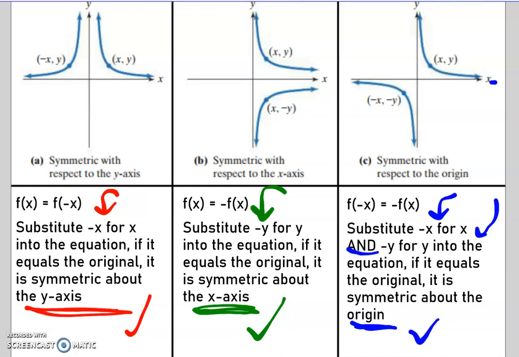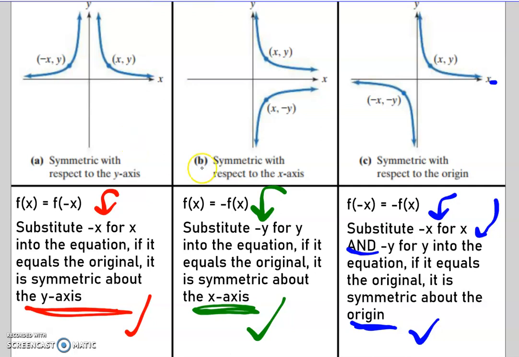Now these rules come from the graphs. Notice what happens. This point x comma y reflects over here, and the negative x, that's what it changes to. It changed from a positive x to a negative x. That's why we substitute a negative x in for y-axis symmetry. And the pattern follows. So if you're interested in why these are the rules, just check out these graphs.